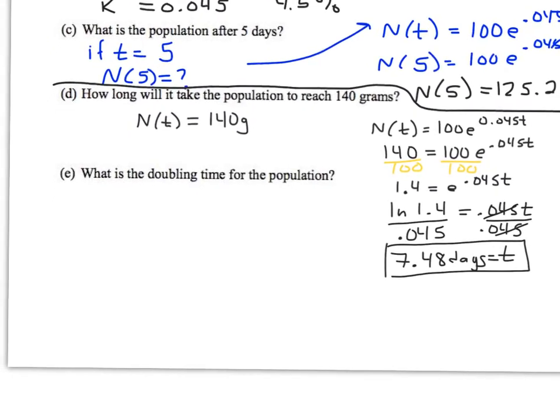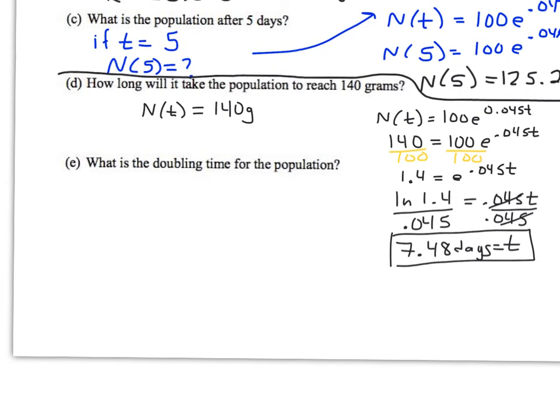Okay, let's look at the last problem. It says, what is the doubling time for the population? So doubling time, we want to know how long it takes for the initial amount to double. It's a very similar problem to the problem above, because what we're trying to figure out is when the number of bacteria will go from 100 to 200. So we'll say we're trying to figure out when N of t equals 200 grams. If we plug that into our equation, we get 200 equals 100 e to the 0.045t. Of course, still divide by 100.